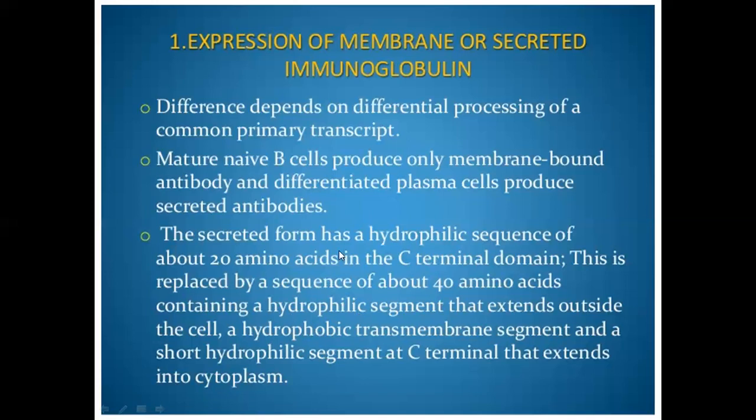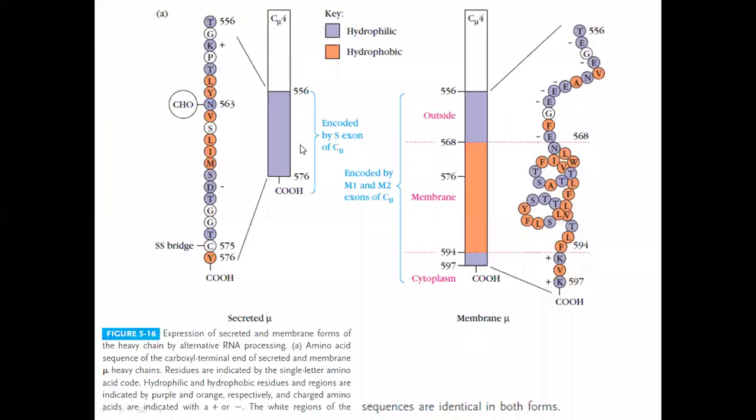The secreted one and the membrane bound one. The secreted one has a hydrophilic sequence of about 20 amino acids in the C-terminal region, and in the membrane bound, a sequence of about 40 amino acids that contains a hydrophilic segment that extends outside the cell, a hydrophobic transmembrane segment in the transmembrane, and a short hydrophilic segment at the C-terminal region. Okay, so this we'll see. This is the secreted immunoglobulin, and this is the membrane bound.